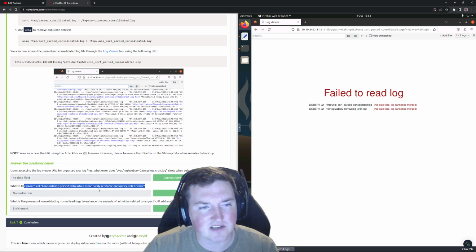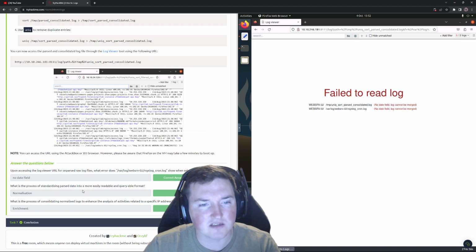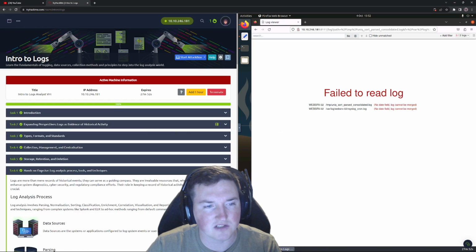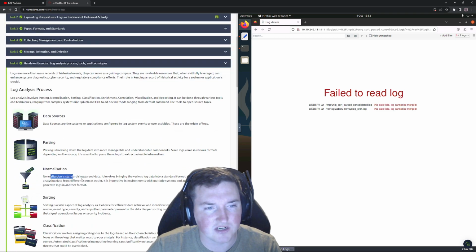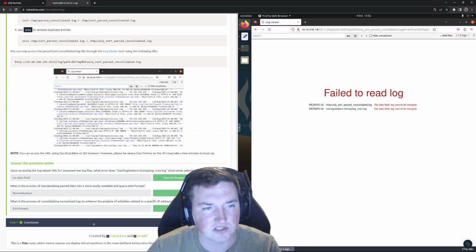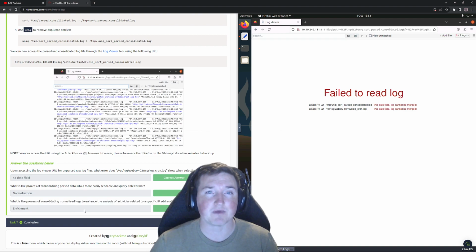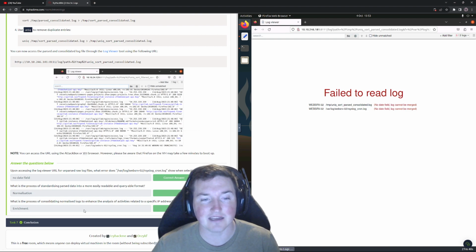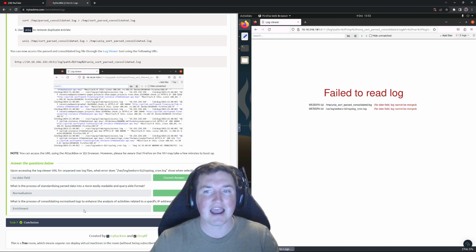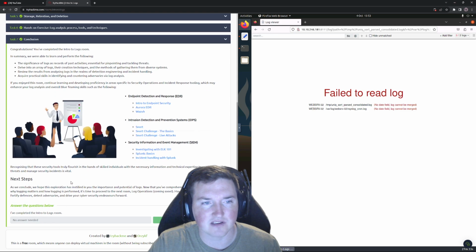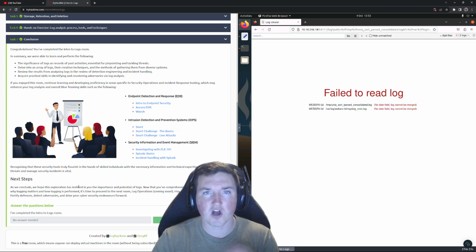Now, what is the process of standardizing parsed data into a more easily readable and queryable format? Normalization, that's right up here. They're going to talk about it. Normalization, standardizing parsed data. We just talked about it. What is the process of enriching normalized logs to enhance the analysis of activities related to a specific event? You're enhancing the ability of the analysis, meaning you're adding something that enriches the log. So that's exactly it.